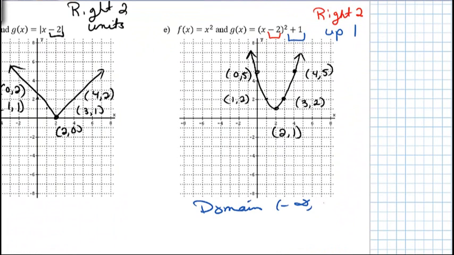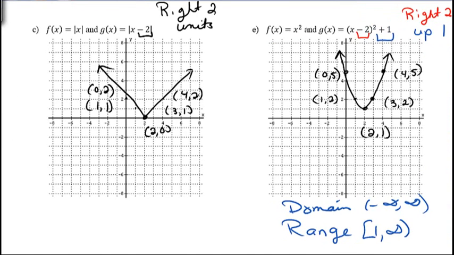Domain negative infinity to infinity for both the absolute value graph and for the quadratic graph. So both of these will always be negative infinity to infinity for the domain. Range is either going to be from negative infinity up to this point if it's opening down, or it's going to be from this starting point up to positive infinity. So this range is going to be from 1 to infinity. And domain negative infinity to infinity. And the range is from 0 to infinity.